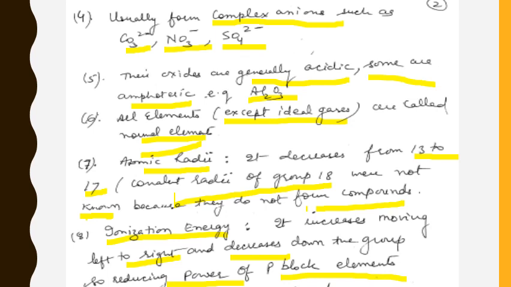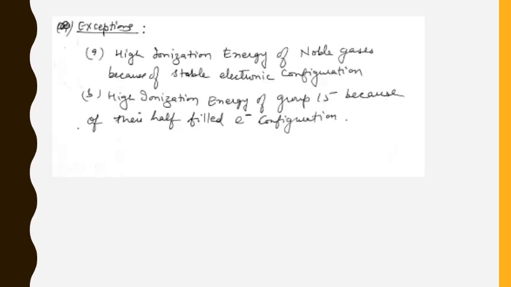So that is the general property. The exceptions are there in the p block elements, like the high ionization energy of the noble gases because of the stable electronic configuration. They are not able to release the electron, and the ionization energy of the noble gases is very high due to the stable electronic configuration, and the high ionization energy of group 15 because of half filled electronic configuration.